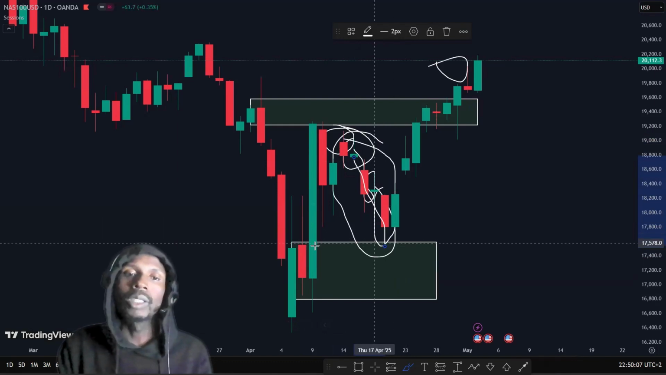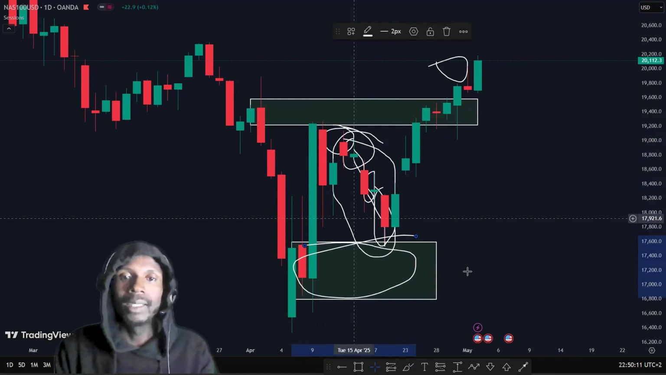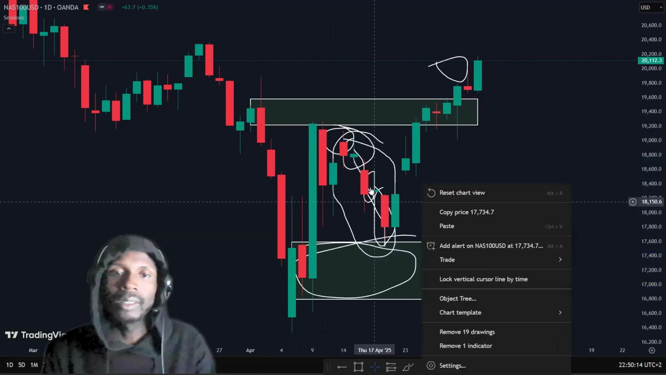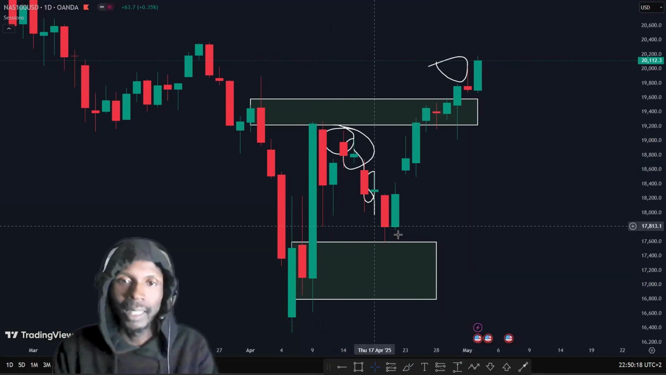So what you can expect when you get to the demand zone is to wait for the reaction of the market, right? And that's what the market did. Let me just do this. And that's what the market did, reacted and rejected again, right?